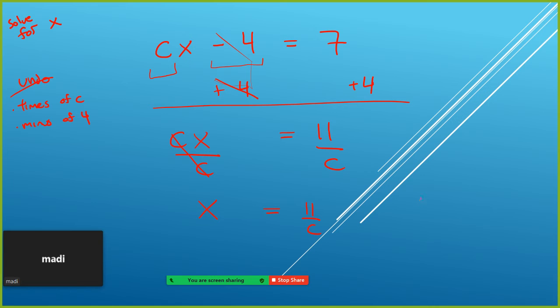You might need to type in 11 over C as 11/C, and that should be your answer. 11/C. Unless it's one of those questions where it has all the tools, in which case you can do a fraction, 11 divided by C.